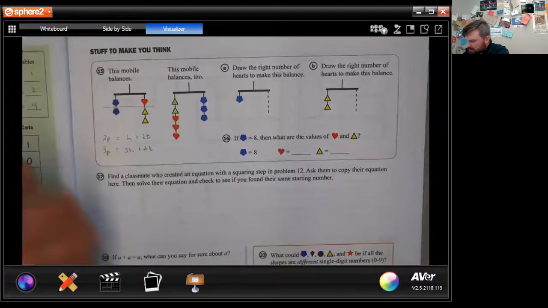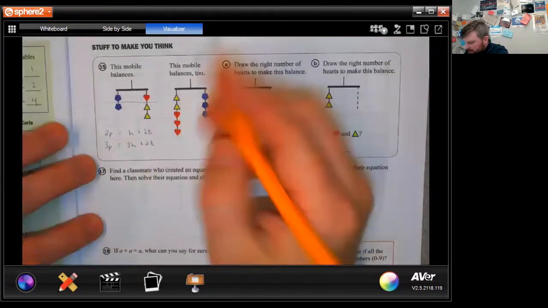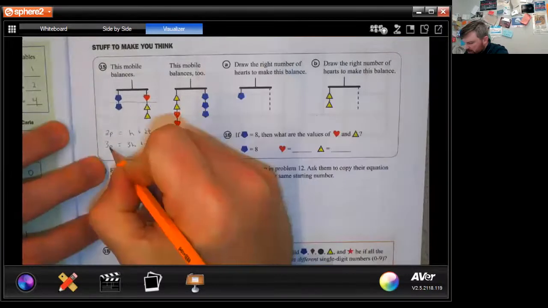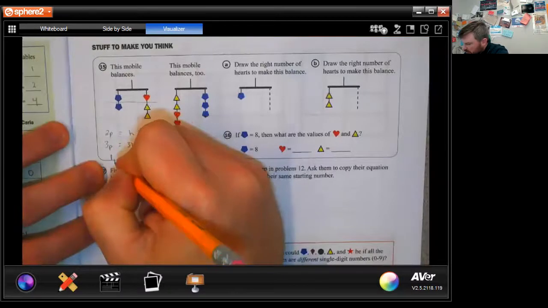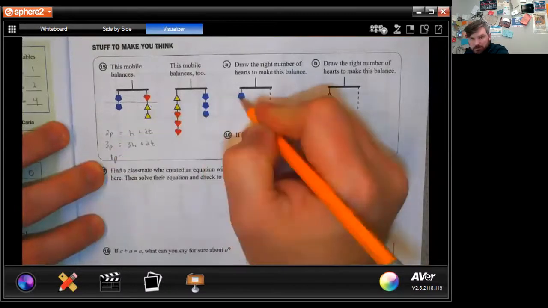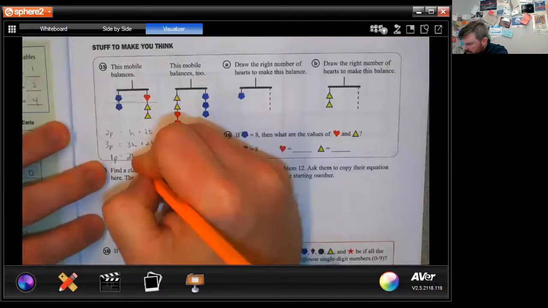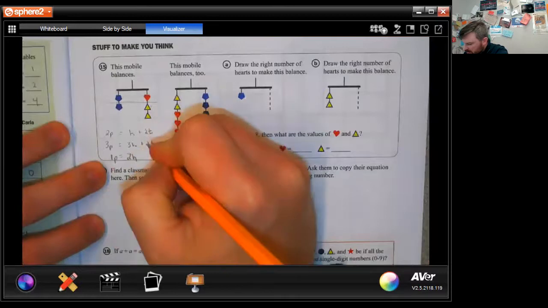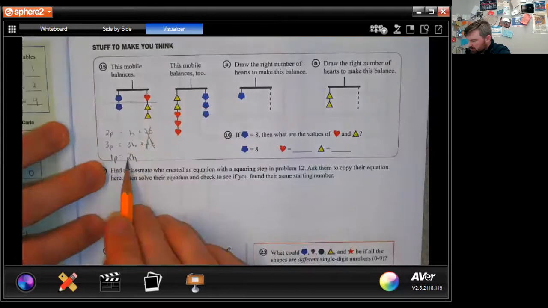Let's see, what happens if I just subtract the 2 equations? If I take 3p minus 2p, I get 1p, which is what I have right here. And 3h minus h is 2h. And 2t minus 2t, those go away. So it looks like I got 1p equals 2 hearts.